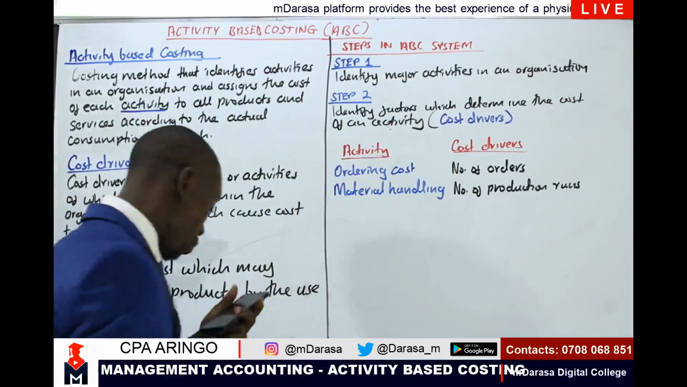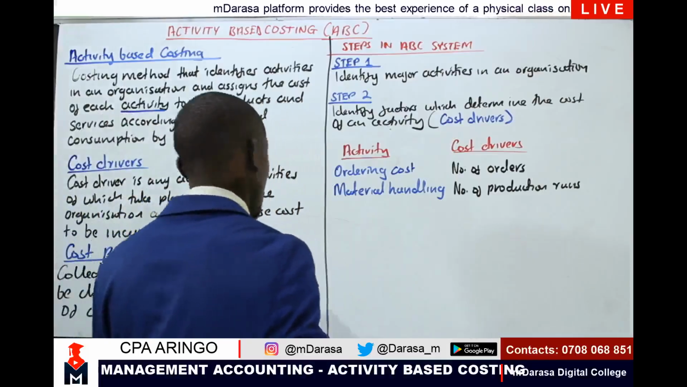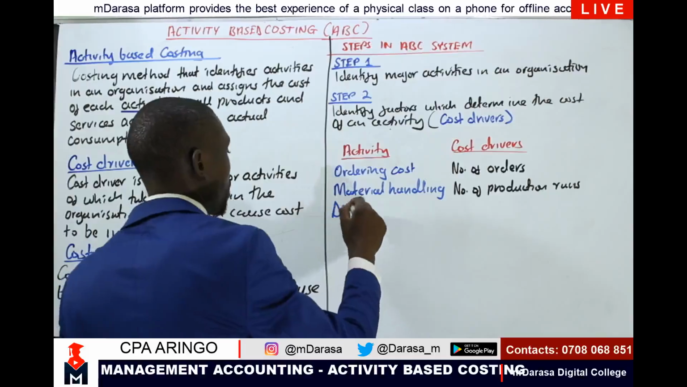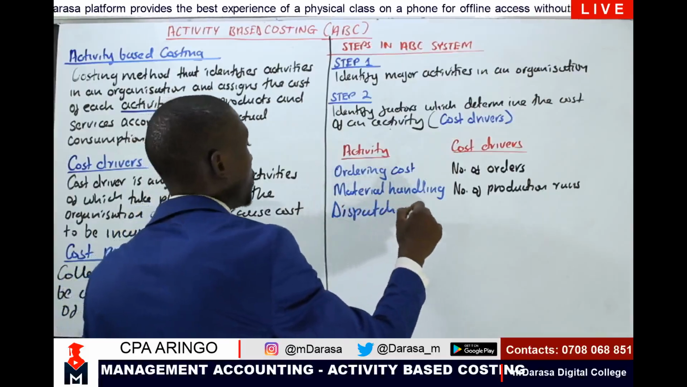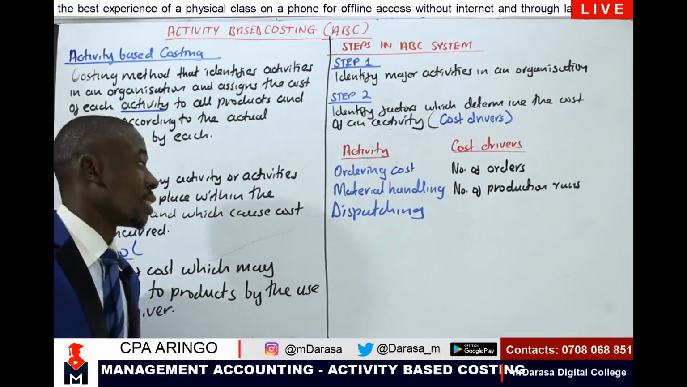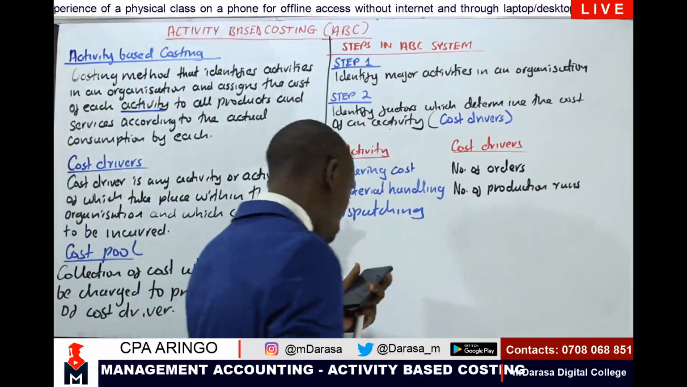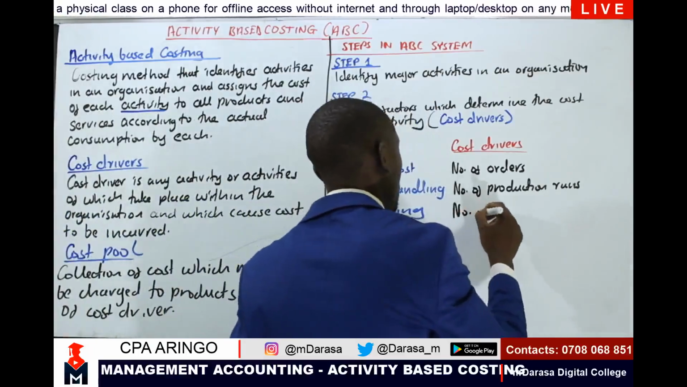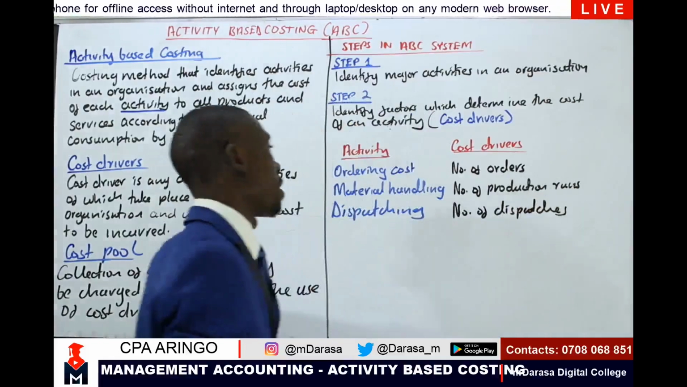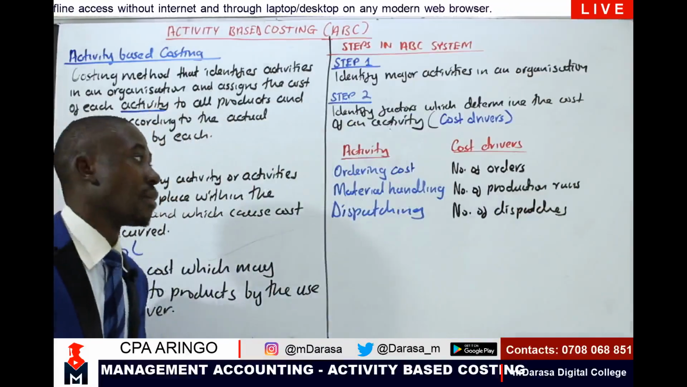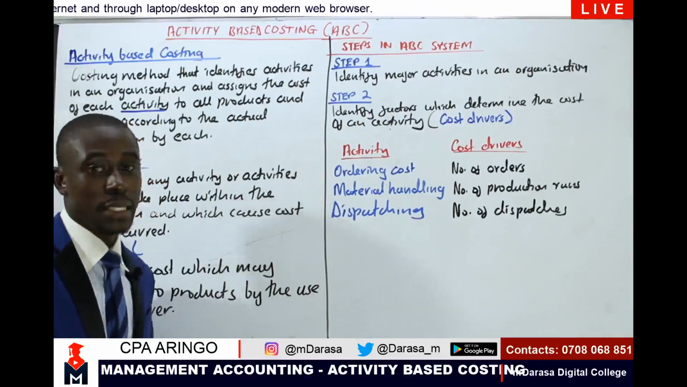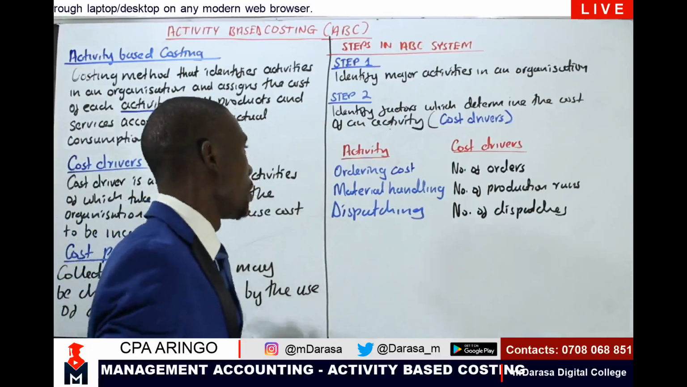Also, another case, maybe you can look at dispatching. Say, for example, I'm having dispatching here. This is an activity within the organization. But what will lead us to have this cost? That will be a component of the number of dispatches. Also, we can talk of an example of setup. Maybe I'm having setup.